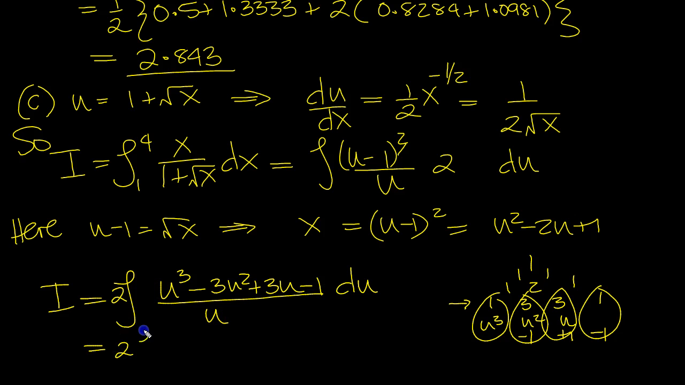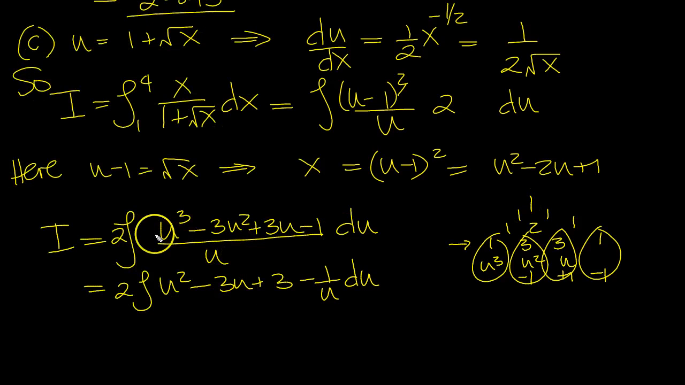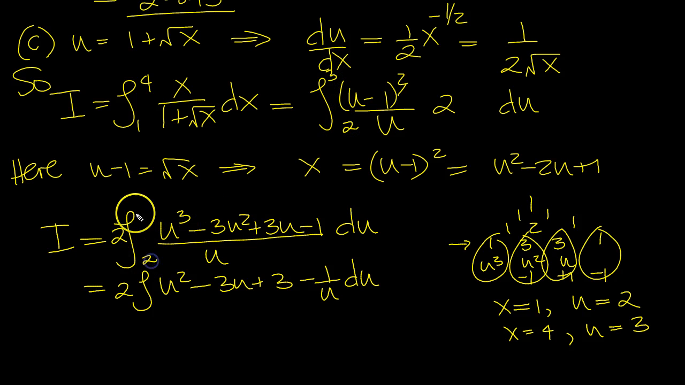Split the fraction up then. It's 2 times the integral of u squared minus 3u plus 3 minus 1 over u du. Now the limiting values are 1 and 4. When x is 1, what does u equal? 1 plus root 1 is 2. And when x is equal to 4, u is equal to 1 plus root 4, 1 plus 2 is 3. So it's between 2 and 3. Let's put them in.